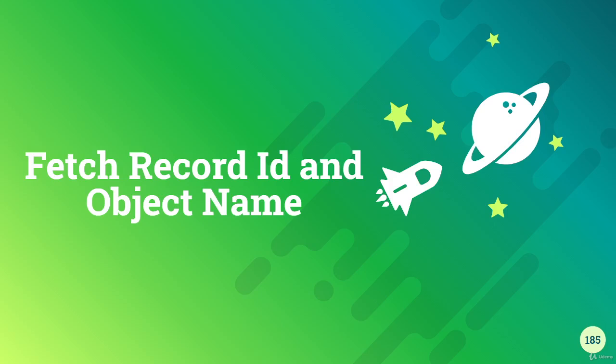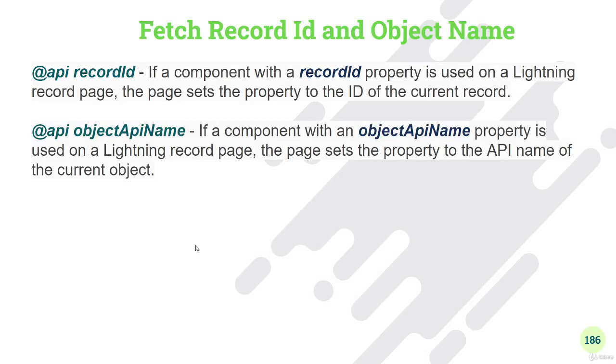In this video, we learn how to fetch the record ID and the object name. To fetch the record ID, we have to use a property recordId and decorate that property with the @api. So if your component is placed inside the record page, automatically @api recordId will fetch the record ID.